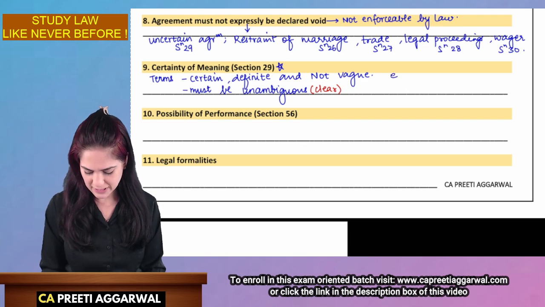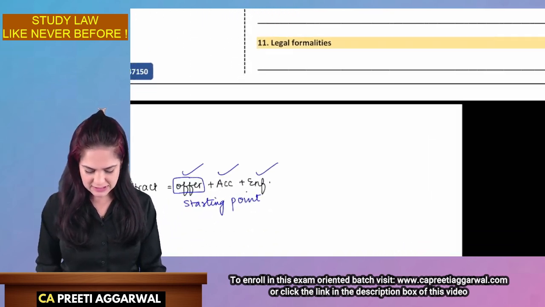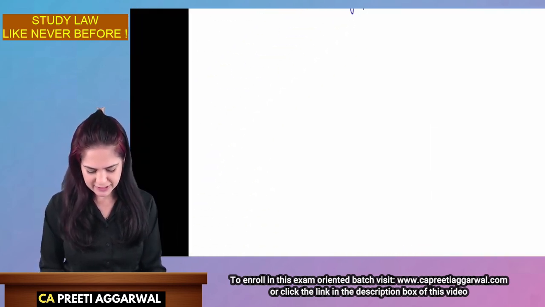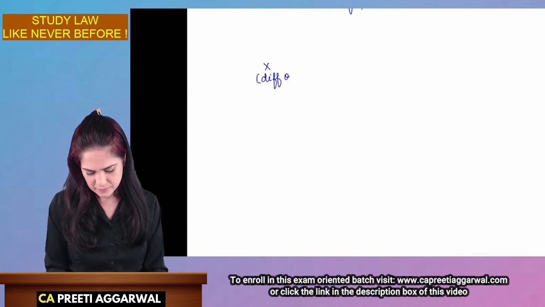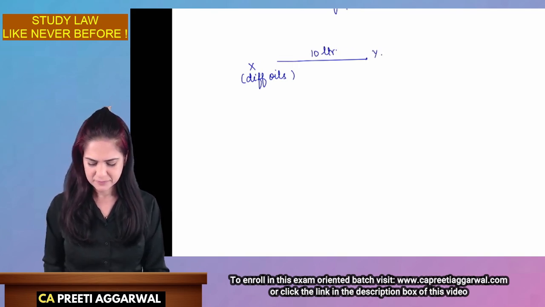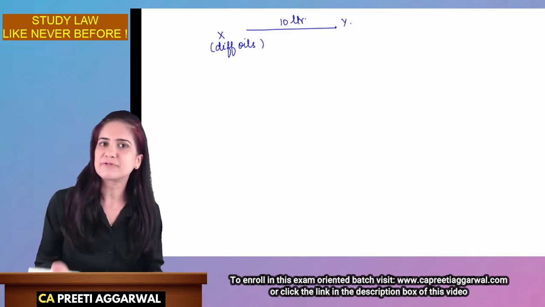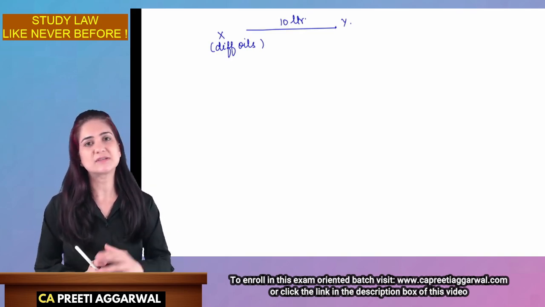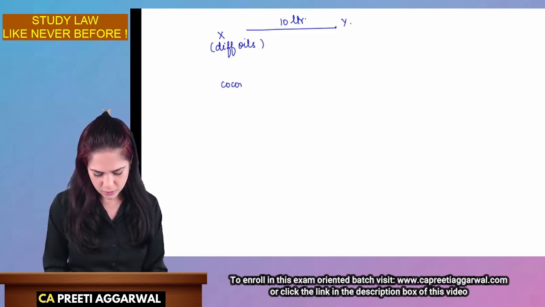What is the example that we normally discuss? Oil example. Yes. Now, X is a dealer in different kinds of oil. He agrees to sell 10 liters to Y. This is not a valid contract because the kind of oil is not specified. Terms are uncertain. But what if he is a dealer in coconut oil only?